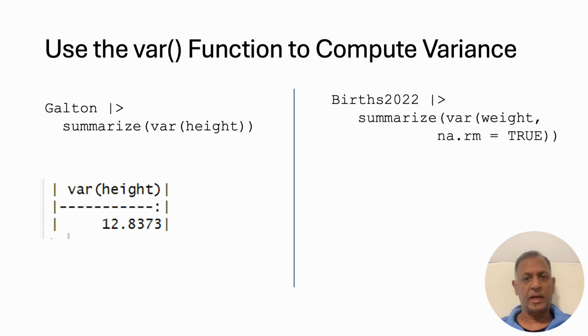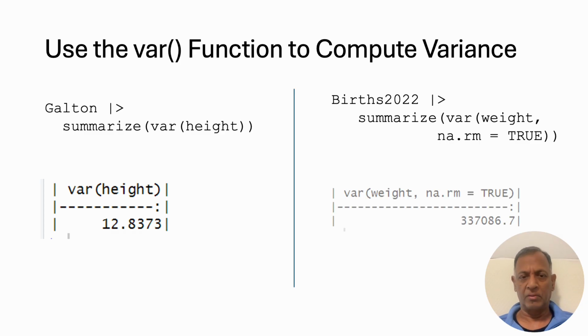So out of all those 800 heights, the variation or variance is 12.8373. Similarly, in the births data frame, we want to find the variance of weight. So we say births 2022, summarize var weight. This time I use na.rm equals true because there are some missing values in the column weight. So we wanted to compute the variance while ignoring the missing values. And that comes out as a large number because this is a much larger data set. This is 20,000 rows. So obviously, as the number of rows increases, the variance could increase, right? Because there would be some numbers which have large differences, and so the variance will increase.